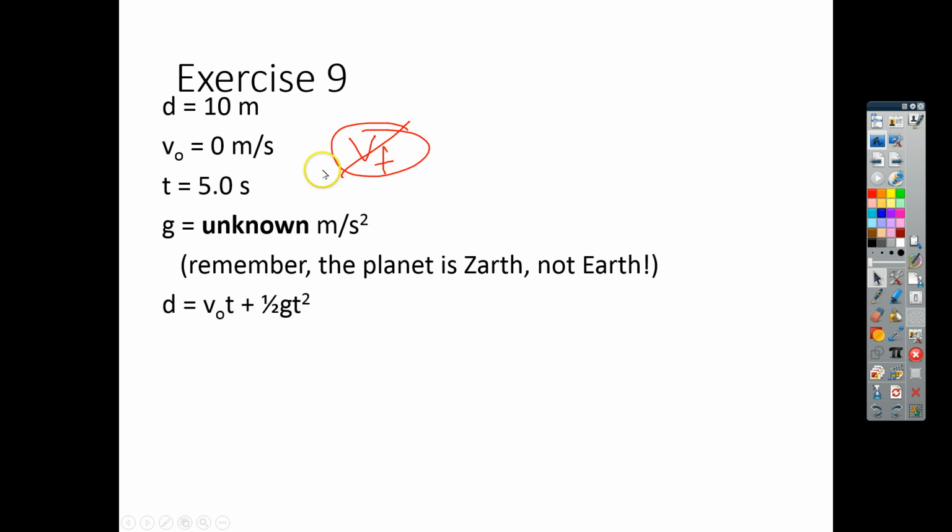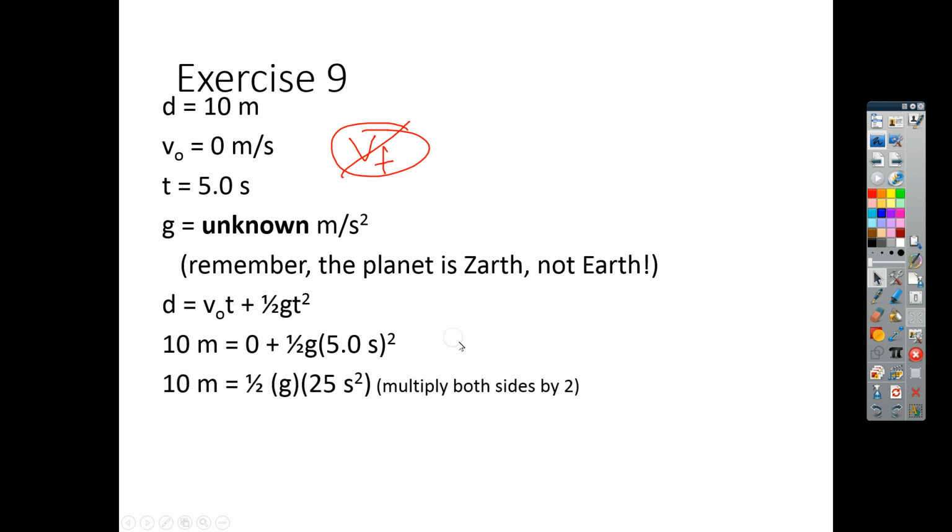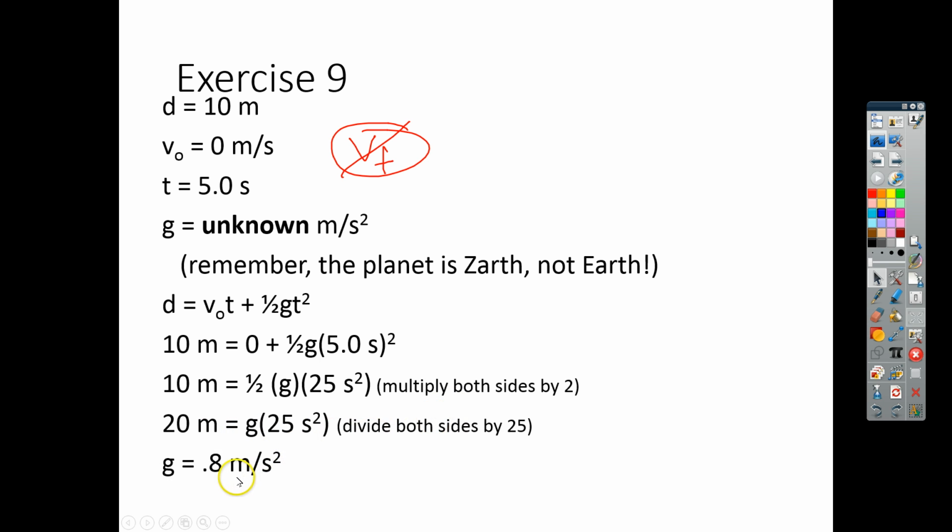We'll use our equation. Since we don't have final velocity, we don't need it. We're going to use our kinematics equation with distance equal to v0 t plus 1/2 g t squared. Go ahead and plug all your numbers in. 10 meters is our displacement or our distance. v0 is 0. We're going to have 1/2 of whatever gravity is on that planet times 5 seconds squared. I'm going to multiply both sides by 2. Once we do that, we can divide both sides by 25, and we end up with the value for acceleration due to gravity on planet Zarth of 0.8 meters per second squared.